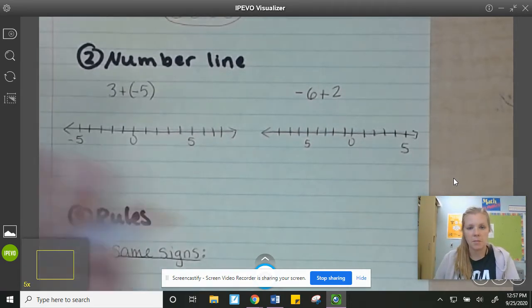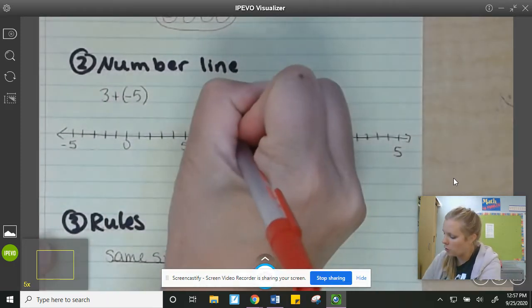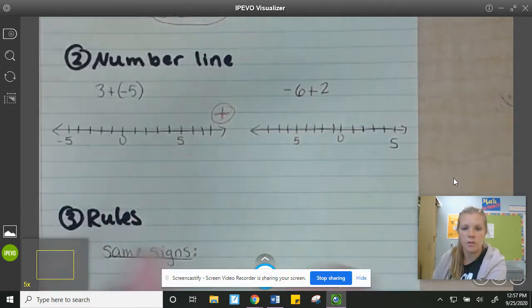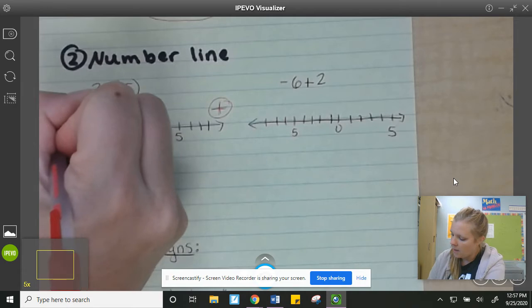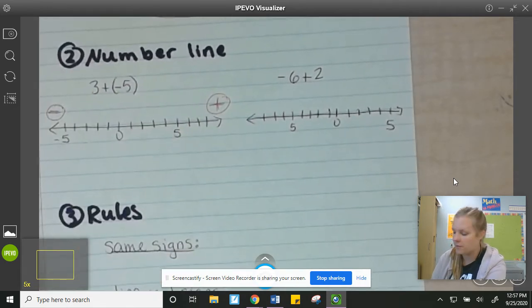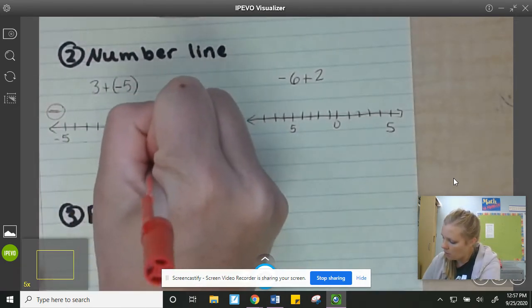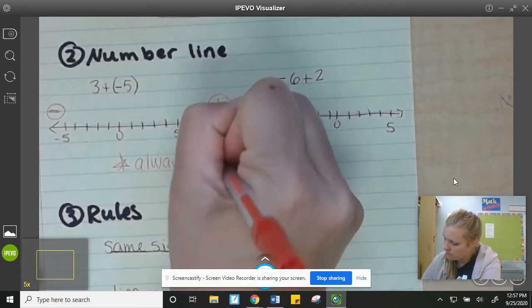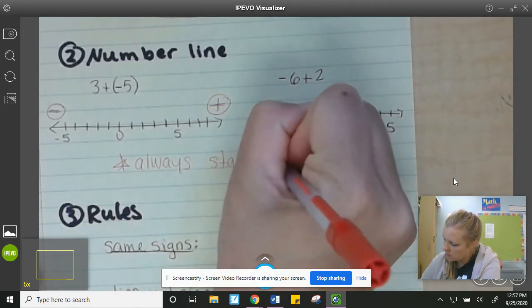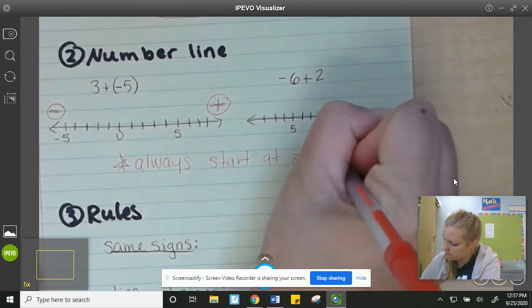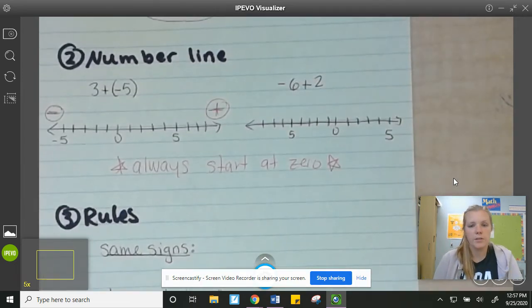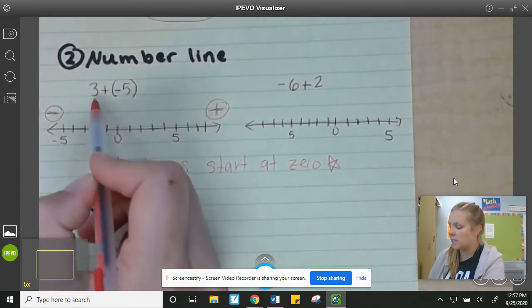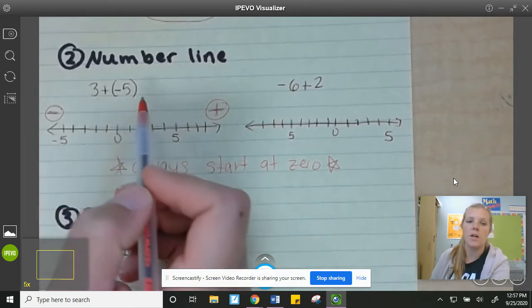Some background about a number line. If it's a positive number, you're going to go to the right. You always move to the right if it's positive. If it's a negative number, you're going to move to the left. And the key is that we always start at 0. You always are going to start at 0. And then these are directions. They're telling us what to do.